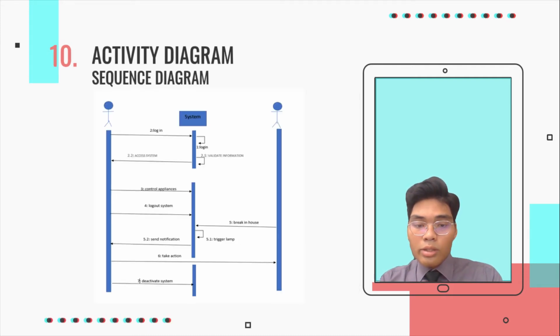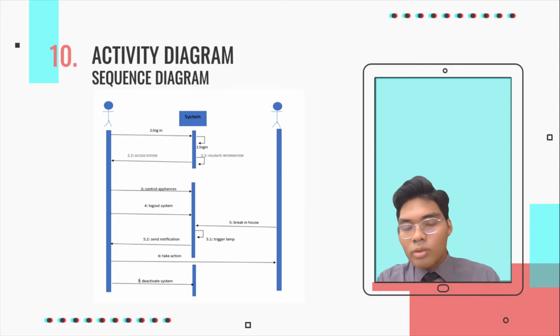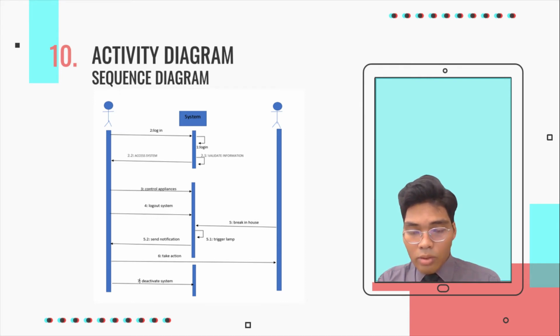So the next one is the sequence diagram. We can see that on the left is the owner, on the right is the intruder. So the system is in the middle. So the owner will log in. When they log in, system will validate the information and will give access to the owner. So the owner can control appliances and log out the system. If the intruder break into the house, it will trigger the buzzer and send notification through Blink app. The owner can take action on the intruder. And lastly, the owner can deactivate the system.